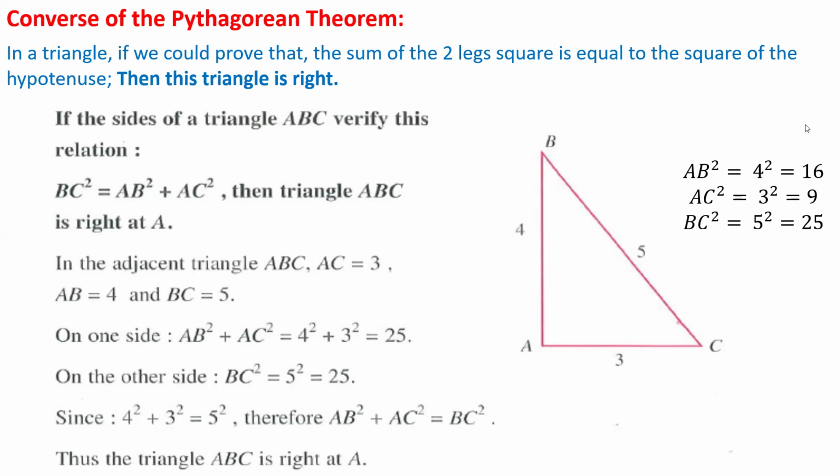So I get each side squared alone. Then I add the smallest two sides. So I add AB squared, which is 16, plus AC squared, which is 9. 16 plus 9 is equal to 25. Then AB squared plus AC squared equals BC squared. Using the converse of the Pythagorean theorem, we say that the triangle ABC is right at A.